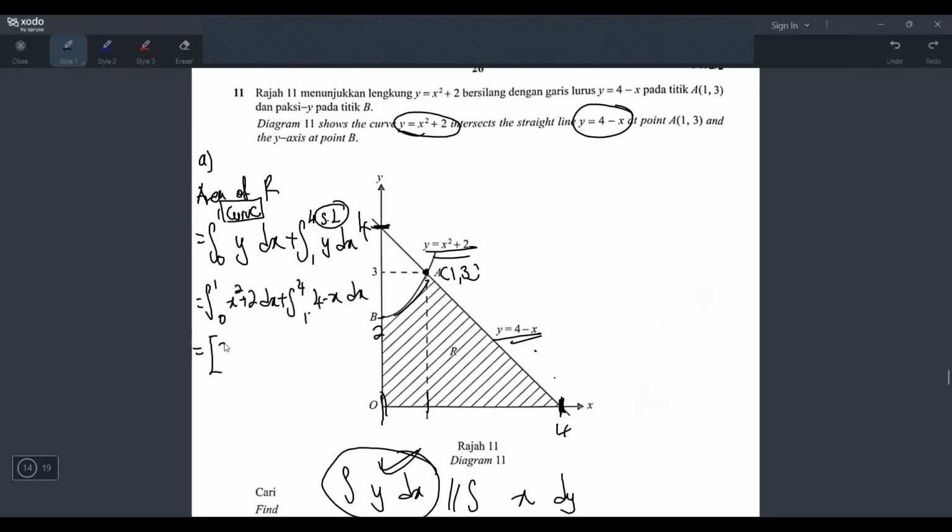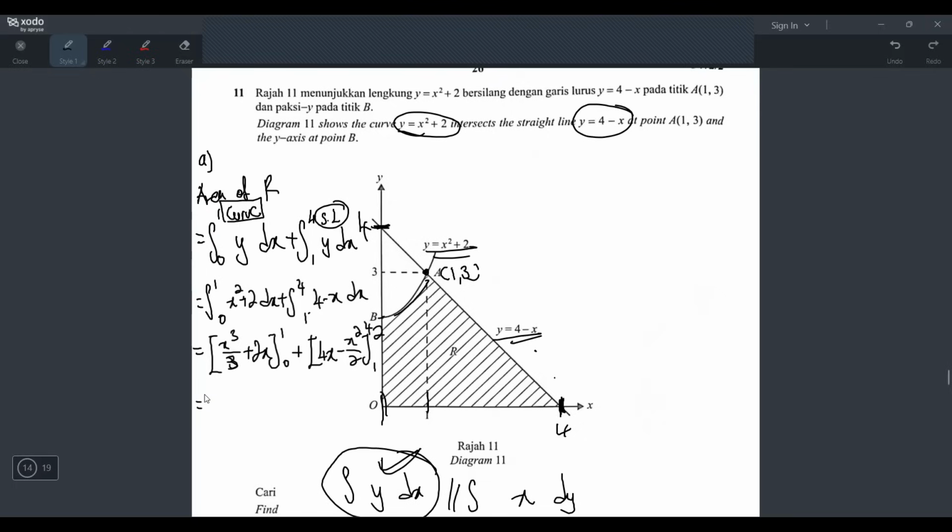So integrate x power 2 become x power 3 over 3. Because when you integrate, the power have to plus 1. And then you have to divide with the power. What happens when you integrate a number? Like a 2, so you get 2x lah. And then 1 0 plus integrate 4. Okay, when you integrate number, just letak x saja. And then minus integrate x power 1. Okay, the power have to plus 1, so x power 2 over the power 2. And then this is 4 1.